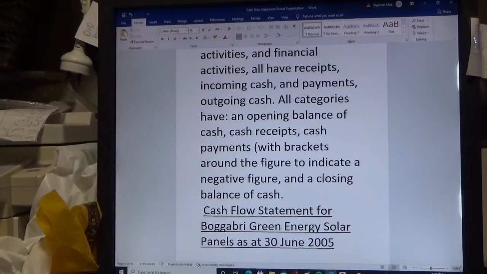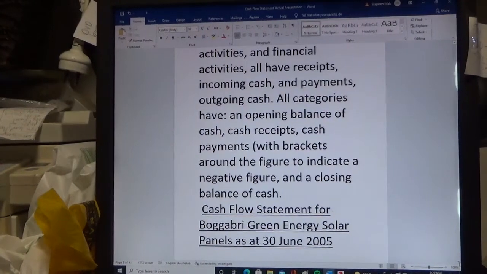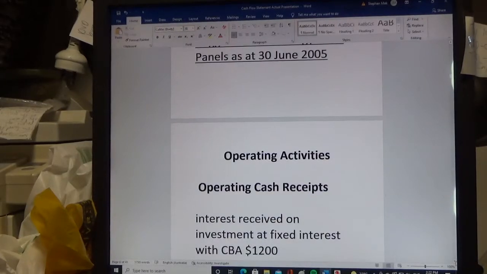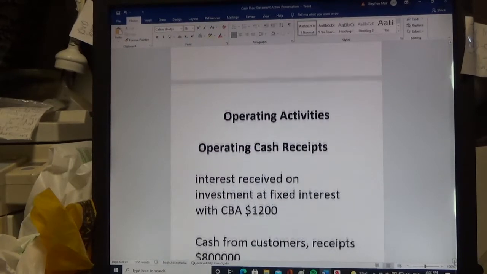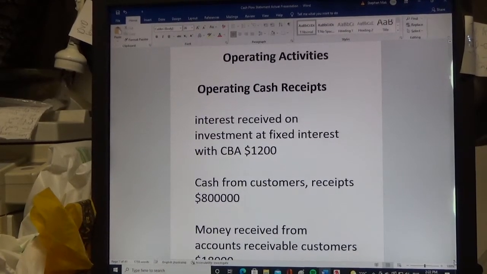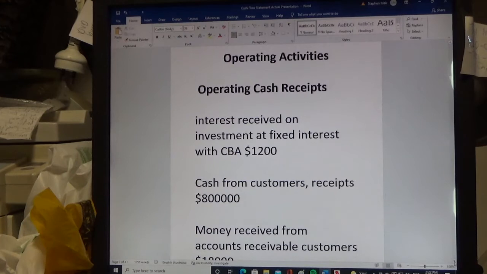We're calculating the cash flow statement for Boggabri Green Energy solar panels as at the 30th of June 2005. I just put that date in, even though it's 2021. You start off with operating activities. I'll give examples that are quite comprehensive and complete, because often the examples miss figures. This has been calculated according to the AASB reference on cash flow templates.